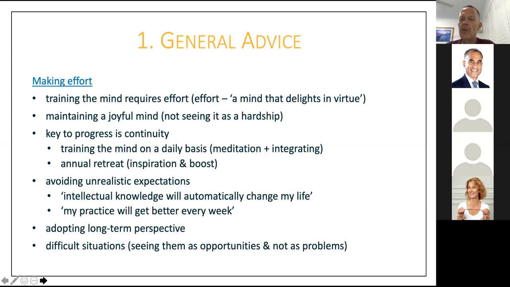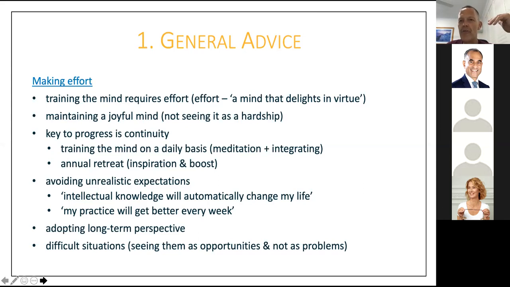But here, when we talk about using the word effort, certainly in Buddhism, the word effort, or what's translated as the word effort, is defined as a mind that delights in virtue, which means it's a mind that's happy to do good things. So if we're happy to do something, it becomes really easy to do it.